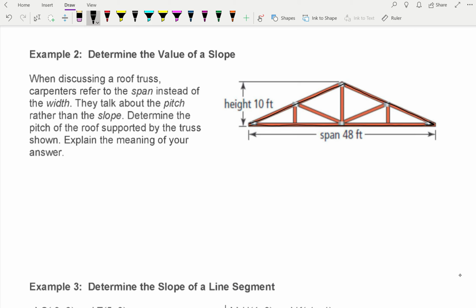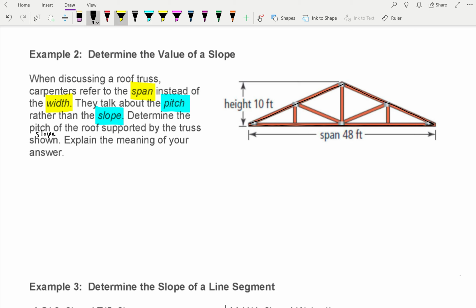Carpenters refer to the span instead of the width. They talk about the pitch rather than the slope. They ask you to determine the pitch of the roof supported by the truss shown. So they want us to find the pitch, which is just the slope. They want us to get the slope of this roof and then explain the meaning of your answer.